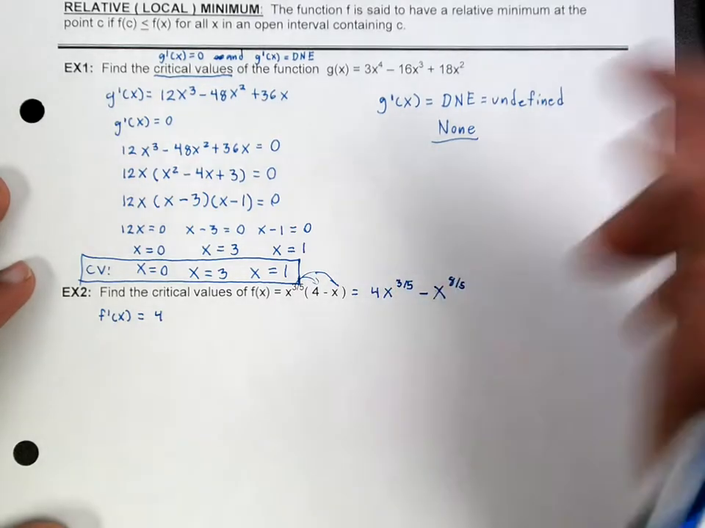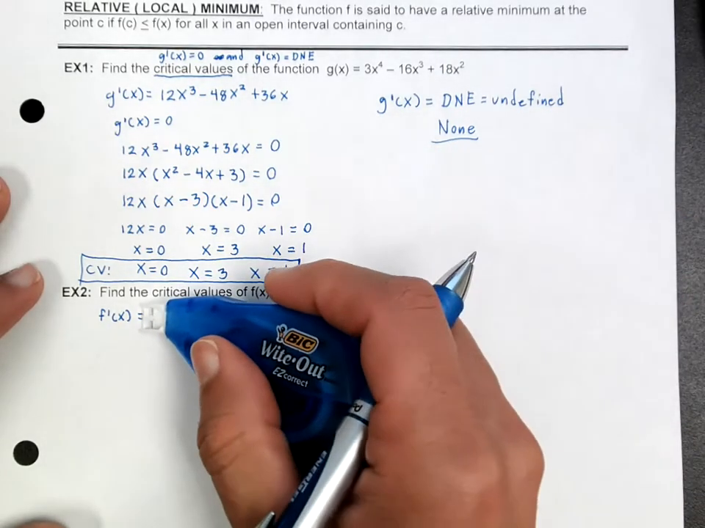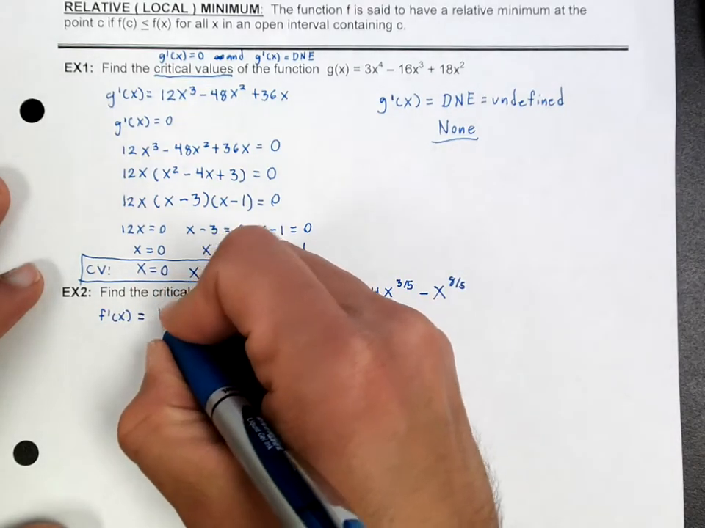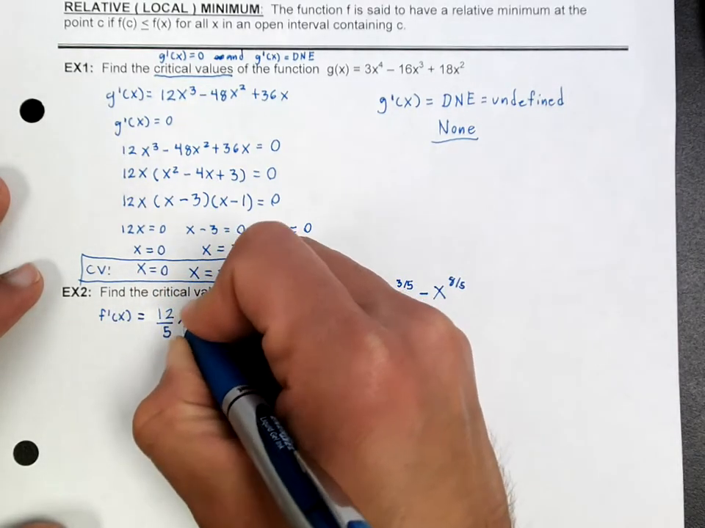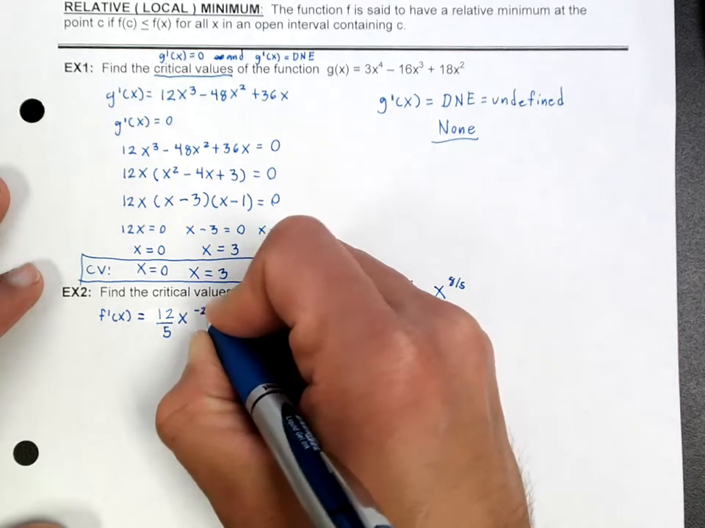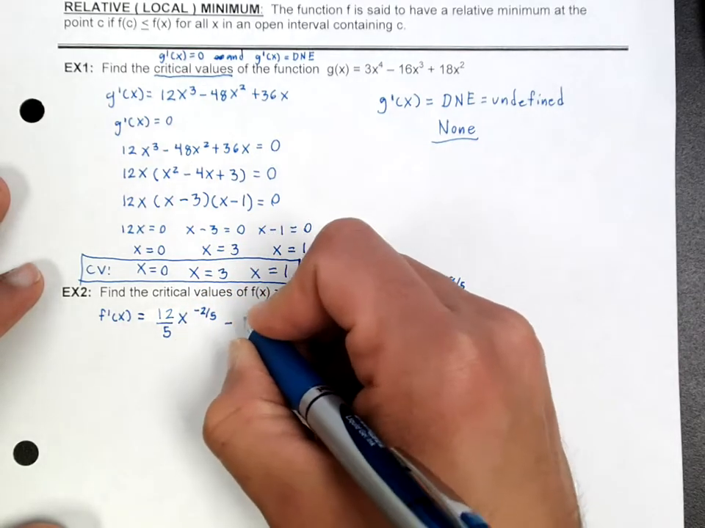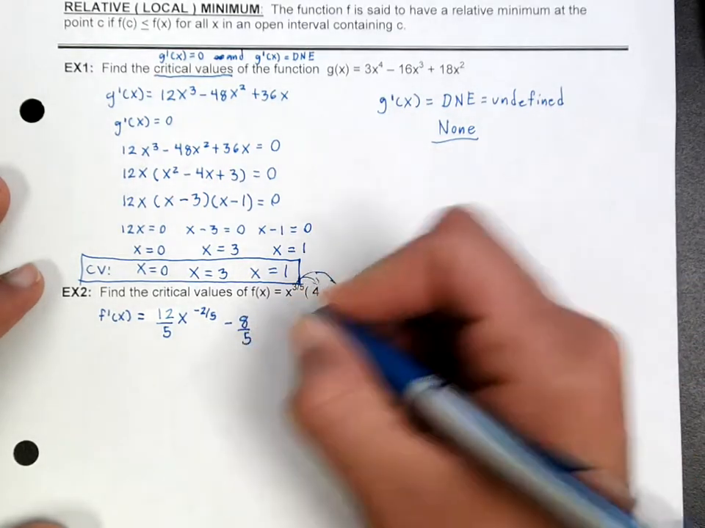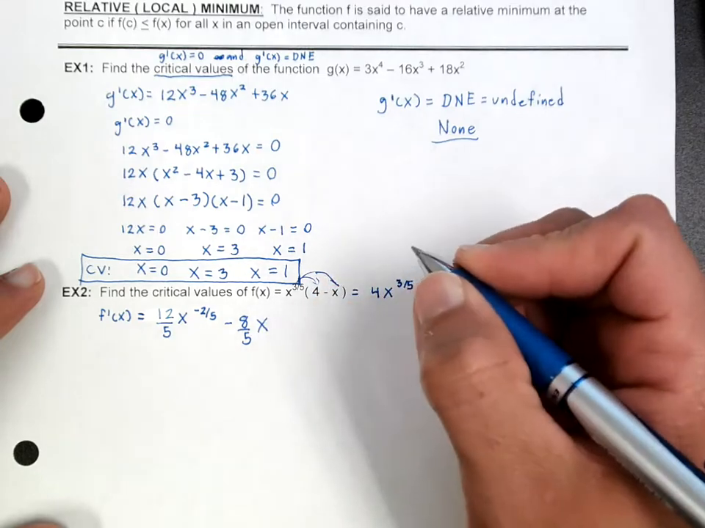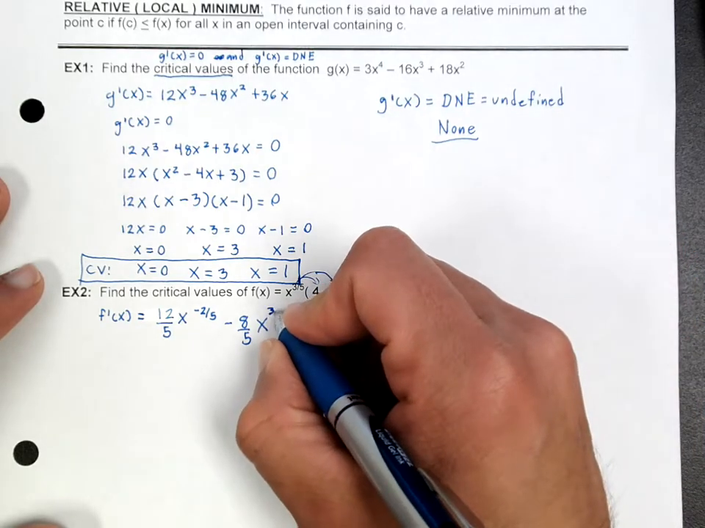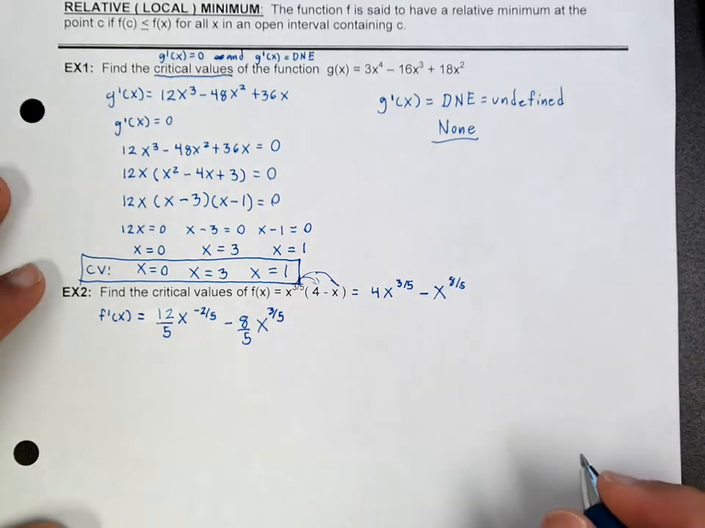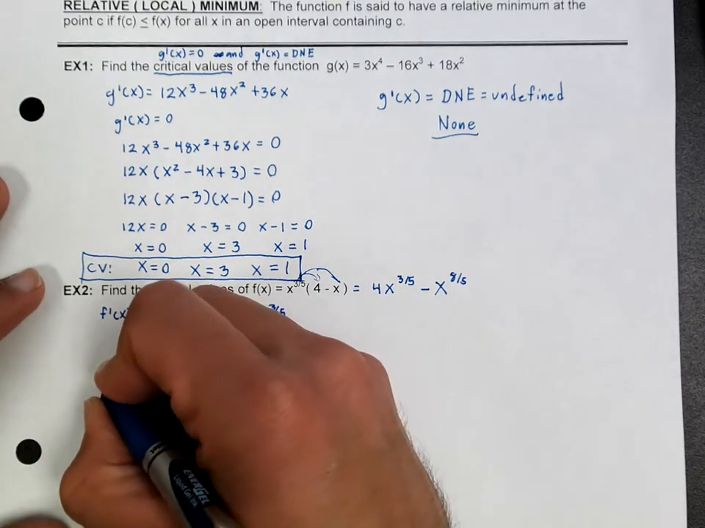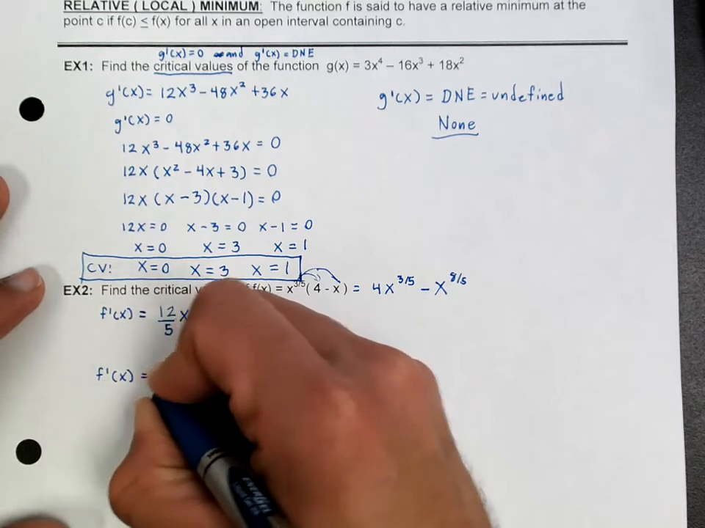So let's see, this is going to give me, well, that's definitely not going to give me 4. It's going to give me 4 times 3/5. So I'm going to go ahead and write it. So it's going to give me 12 over 5, x to the negative 2/5, minus this one right here is going to give me negative 8/5, x to the 3/5. Okay. So now at this point, I'm going to simplify a little bit.